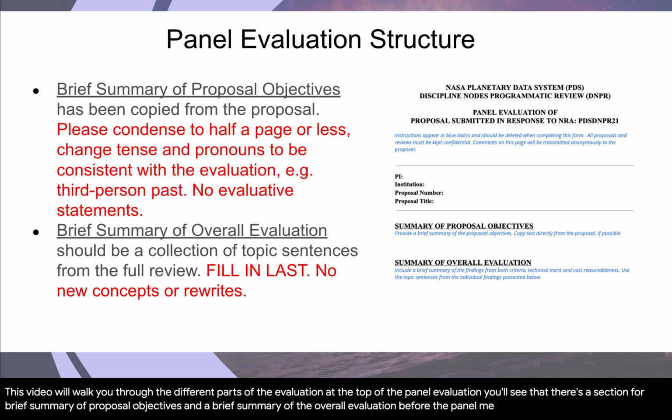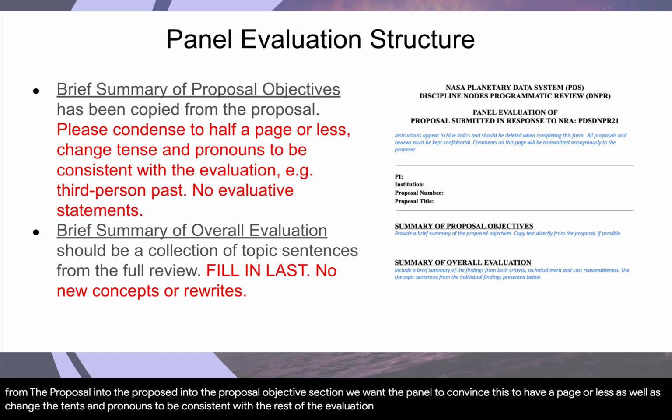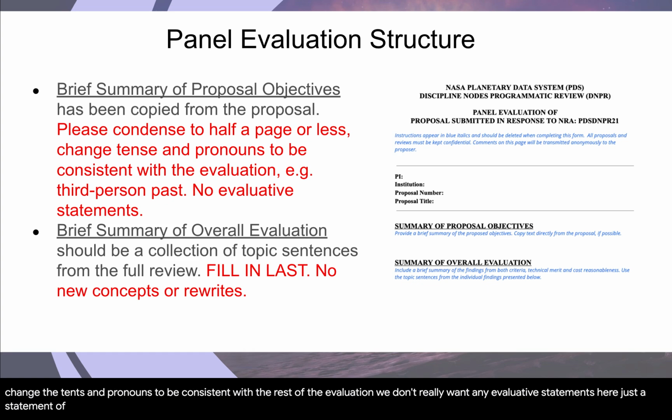Before the panel meets, we will copy some information from the proposal into the proposal objectives section. We'll want the panel to condense this to half a page or less, as well as change the tense and pronouns to be consistent with the rest of the evaluation. We don't really want any evaluative statements here, just a statement of the proposal objectives.